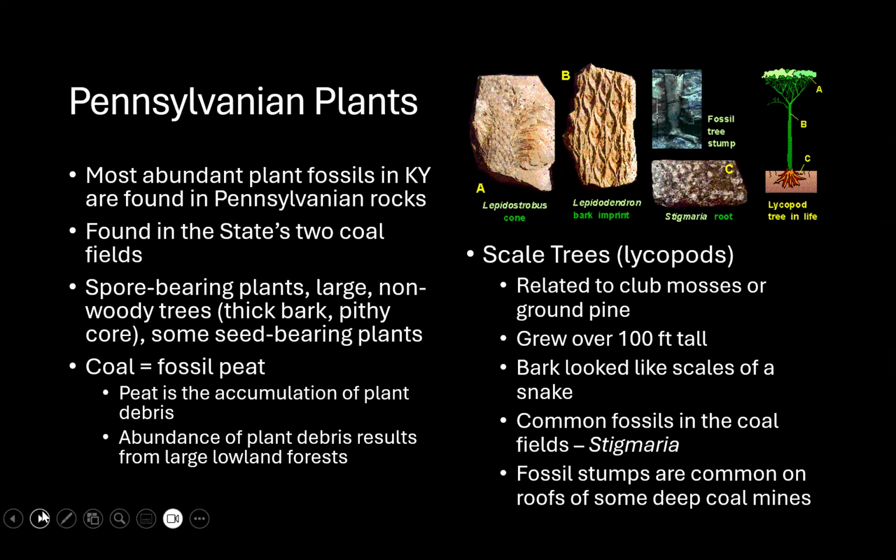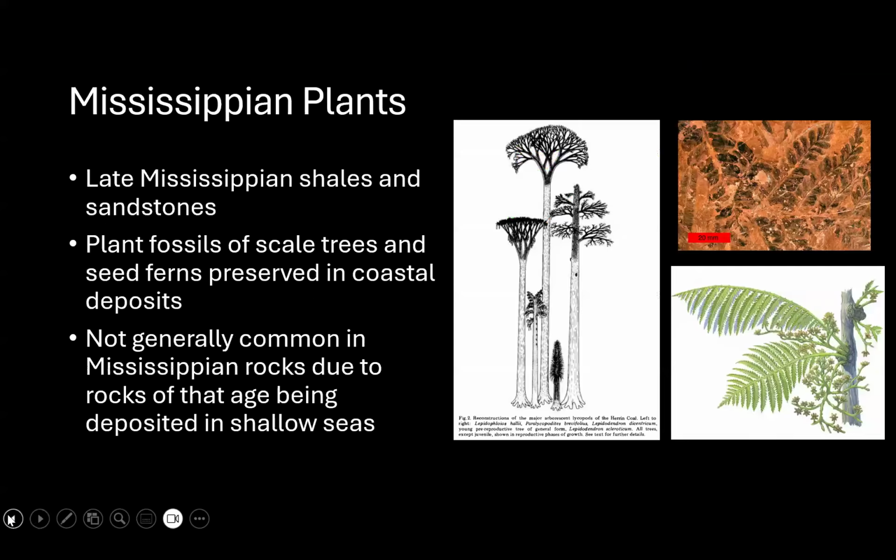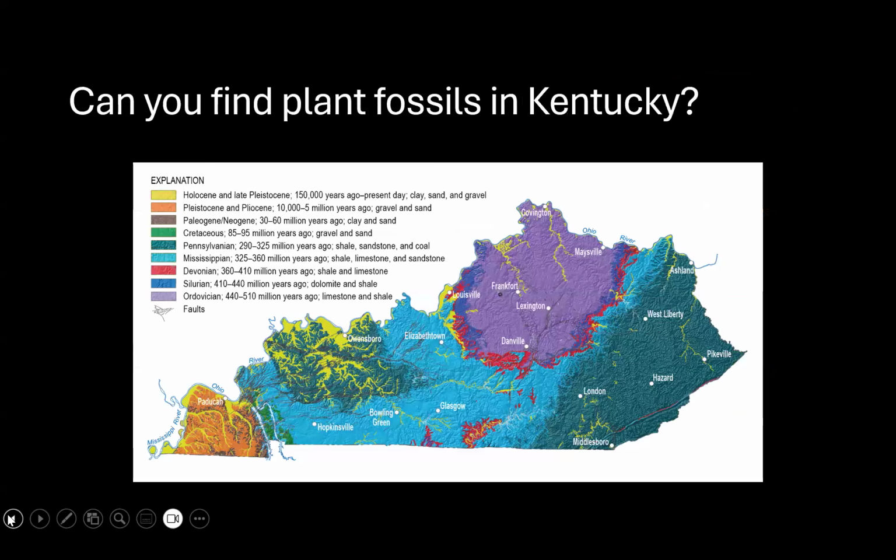So going from the Mississippian, let's talk about our Pennsylvanian. This is the section we're going to primarily be covering today. These are our most abundant plant fossils. They're found in these Pennsylvanian rocks. And the reason being, let's go back to our section here, Pennsylvanian. It's that teal blue color if you look at the map. So our western and eastern coal fields area are the two sections that we're looking at.